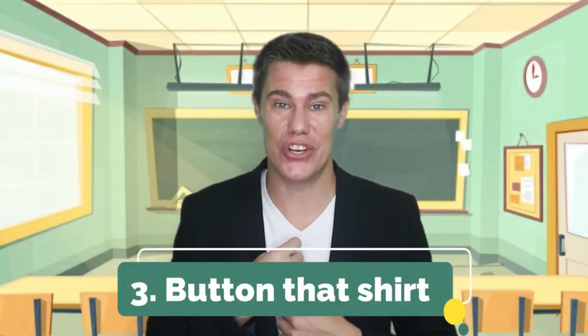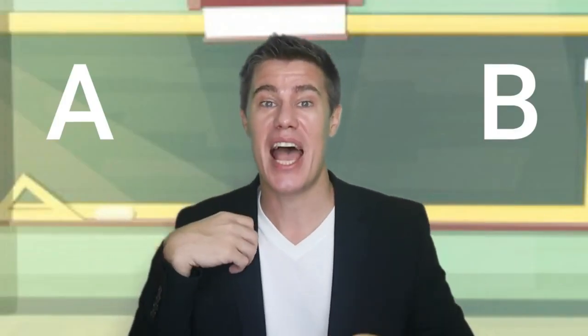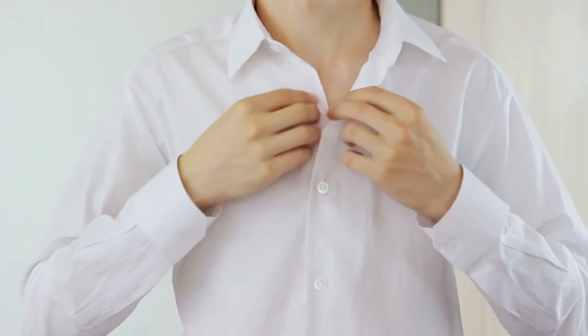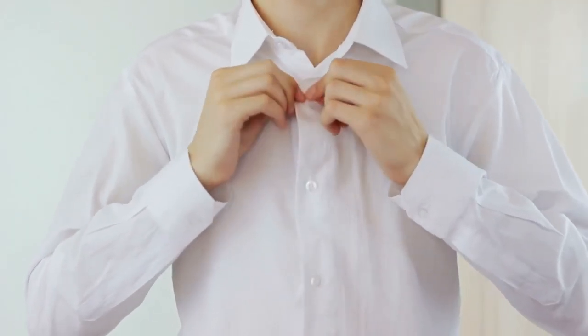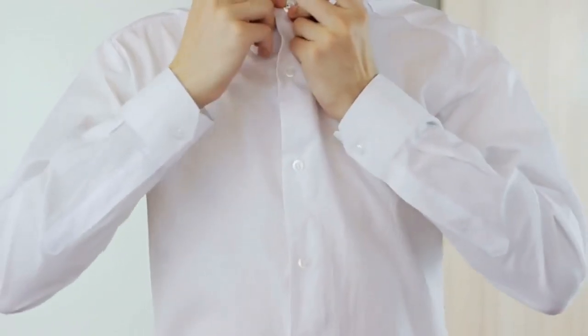Button that shirt. Get two large dress shirts with buttons. Then bring two students to the front and tell them to wear the shirt but leave it unbuttoned. Put them in two teams. Their teams have to shout out questions. Every time a student answers a question correctly, they get to button up one button at a time. They continue until they get to the top. The first person to get all their buttons buttoned up wins.